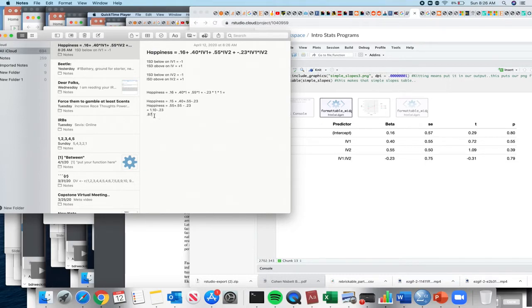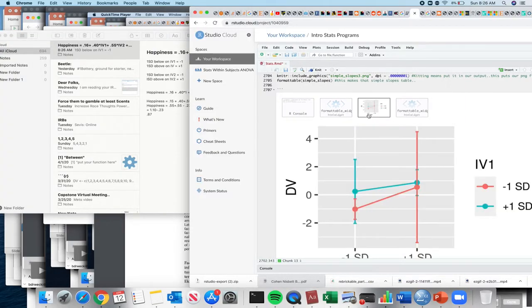Let's double check. 7 and 3 is 10. Carry the 1. 8, 9, 10, 11. Perfect. So that does work for when we are both 1 standard deviation above the mean on both values. Let's just make sure that this looks like it makes sense.